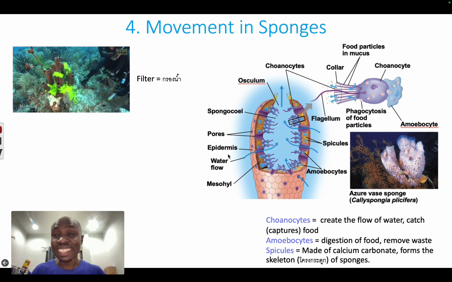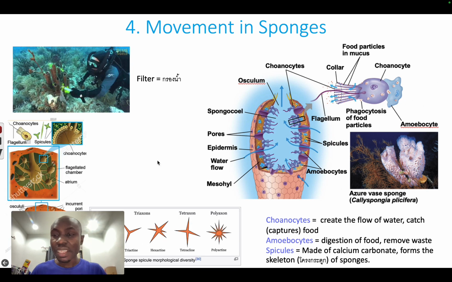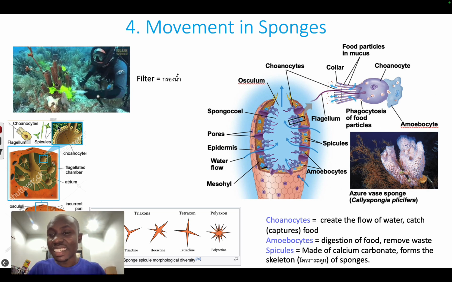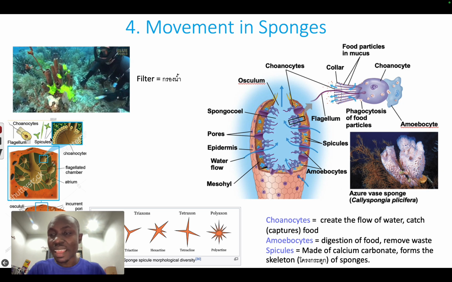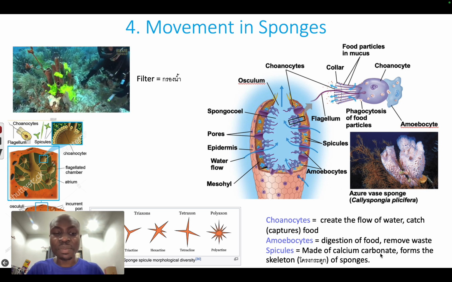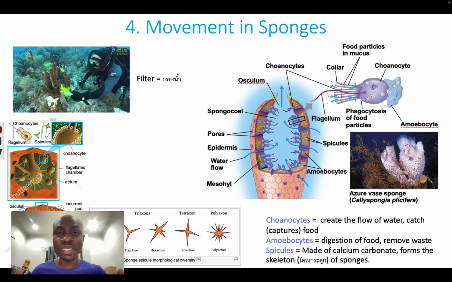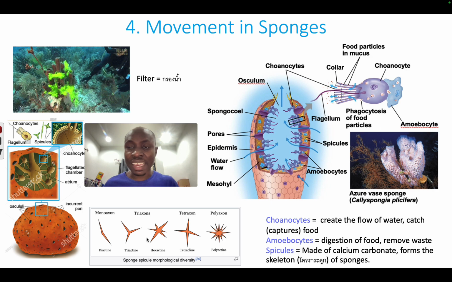Now, sponges have endoskeleton. It means their skeletons are inside their body. Let me show you. So if you look right here, we have the choanocytes, and behind the choanocyte is a green structure that looks like stars. These are called spicules. And spicules are made up of calcium carbonate. They're very hard. They stay inside the body of the sponge and form their skeleton, their endoskeleton, to give them support.